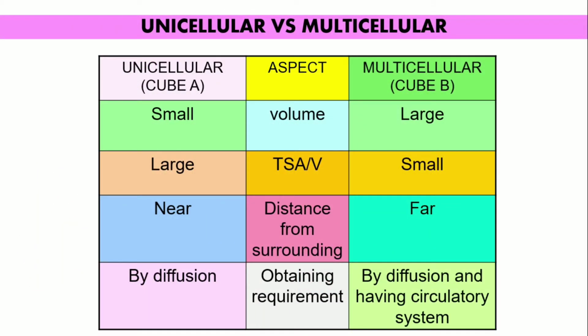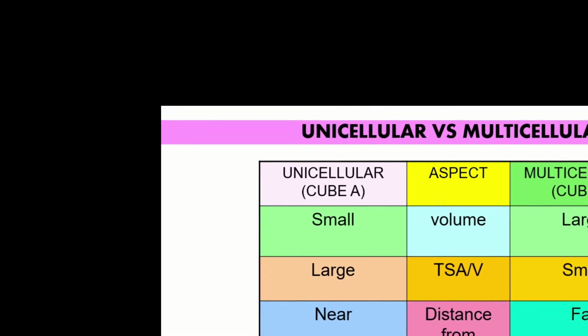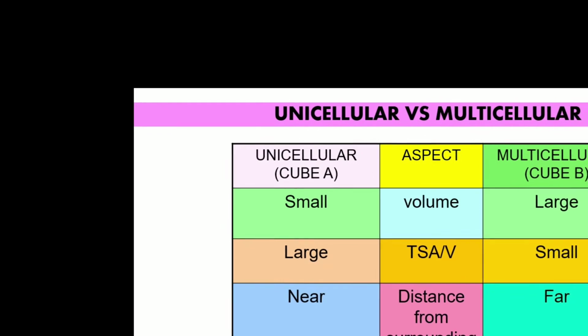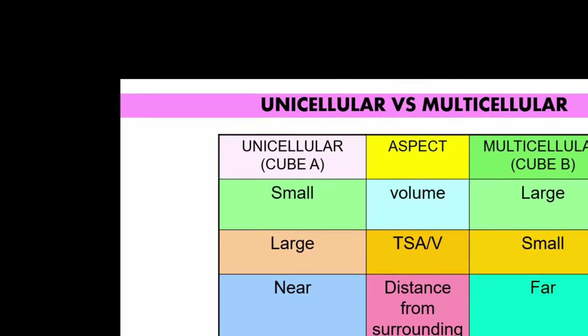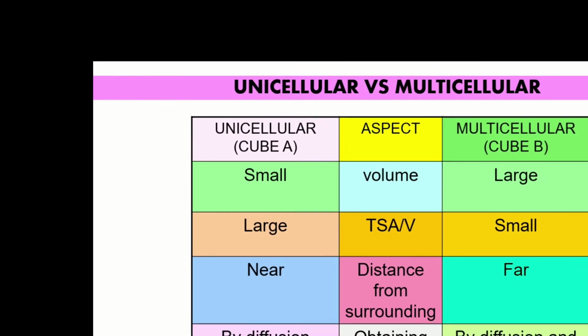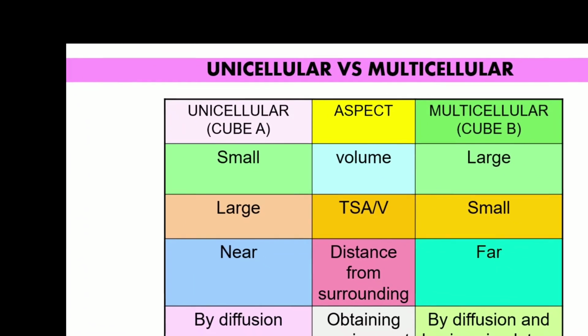Here are several aspects that we can compare between unicellular and multicellular organisms. The unicell has a small volume, meanwhile the multicellular has a large volume. The total surface area over volume for the unicellular is large, meanwhile in multicellular it is small. The distance from the surroundings in unicellular is near, meanwhile in multicellular it is far.